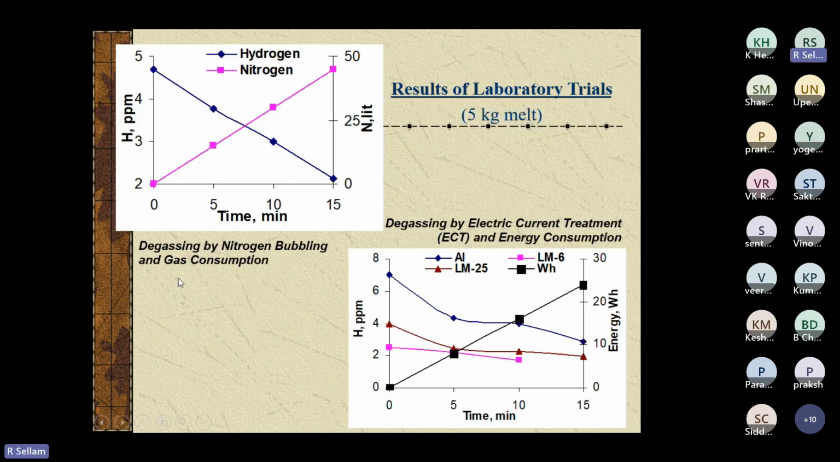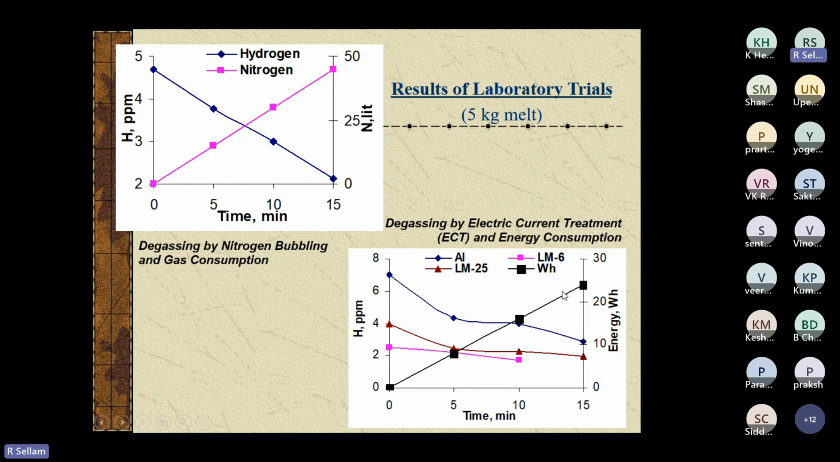Then our results: hydrogen ppm and purging by nitrogen. Hydrogen level falls like this while purging with nitrogen, and the nitrogen purging looks like this. So it goes from 0 to 50 in 15 minutes' time. These are laboratory scale trials with a 5 kg melt.